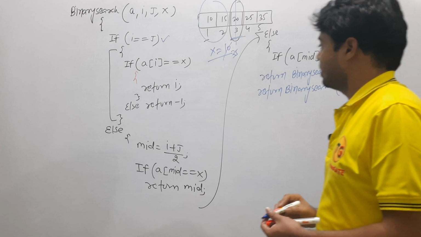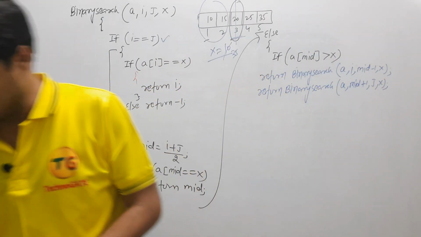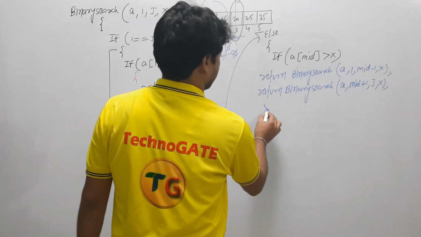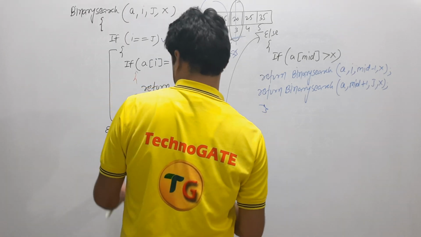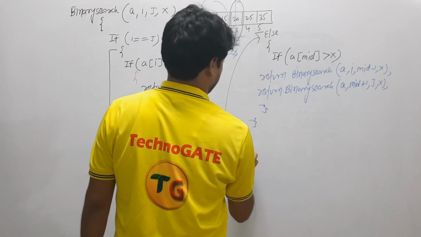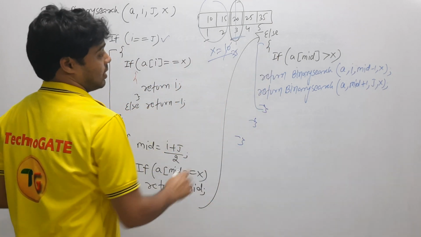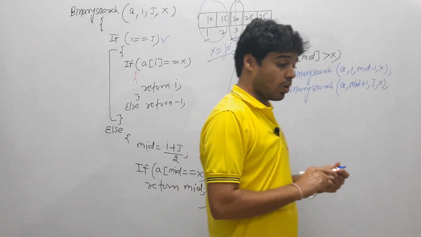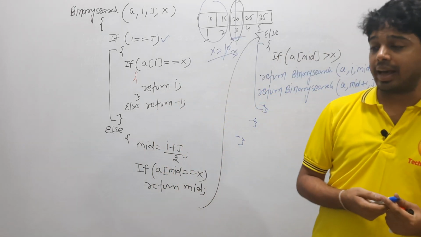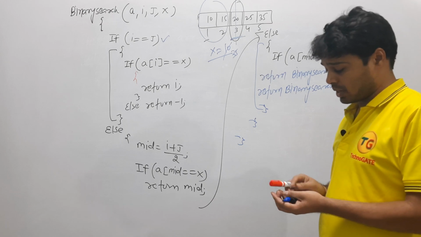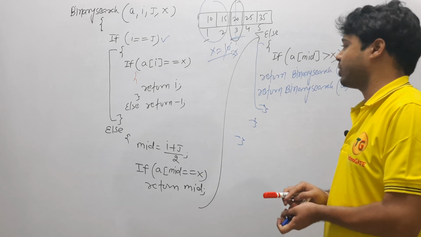This is the binary search code here. Simple. This one closes here, and this one closes here. So this is the binary search. In binary search, either we go to the left or we go to the right. The total array will not be searched; only left or right is searched.